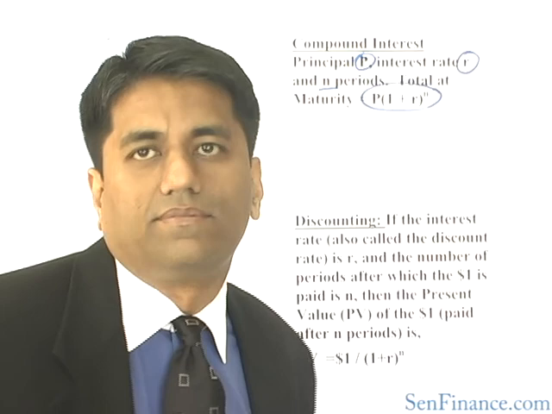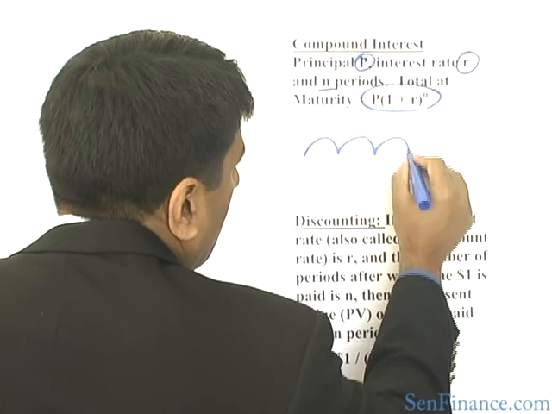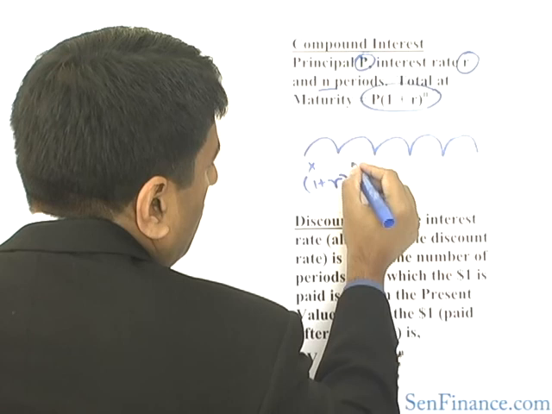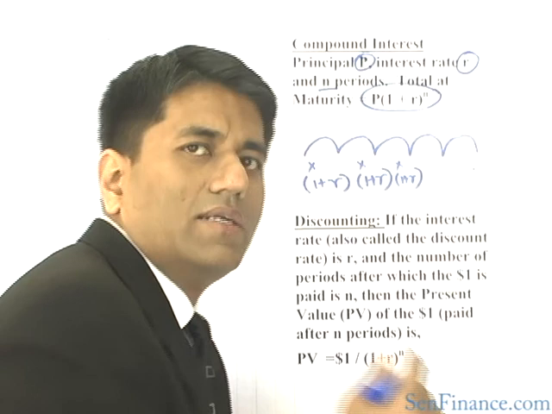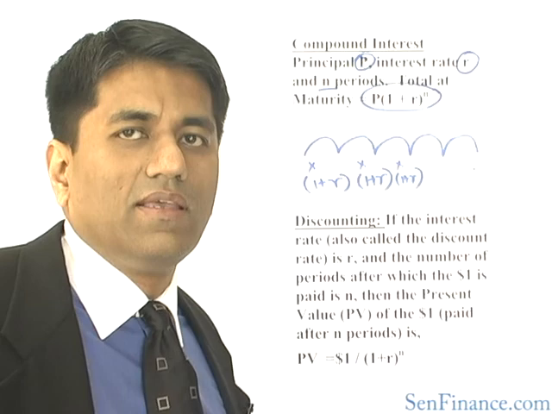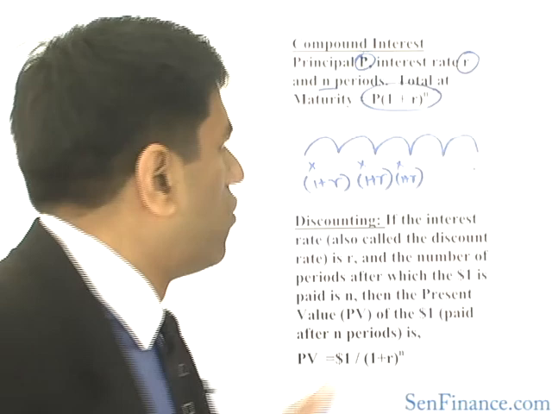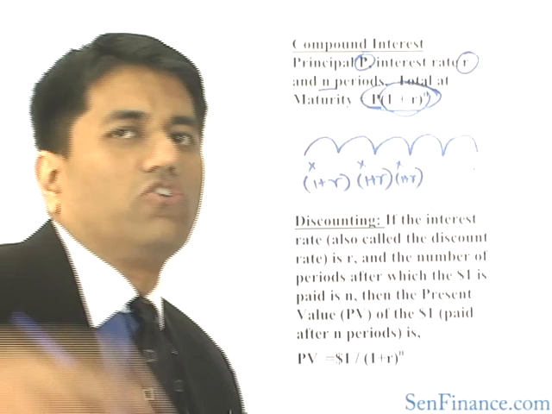So every period, your money is growing by a factor of 1 plus R. And so on, and after N periods, there are N such factors of 1 plus R, which is making your initial investment grow. So the total factor by which your investment grows is 1 plus R to the power N, and your initial investment was P, so the total amount of money you would have would be P into 1 plus R to the power N.